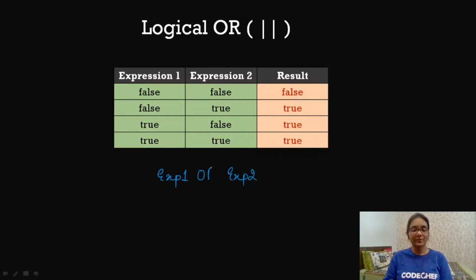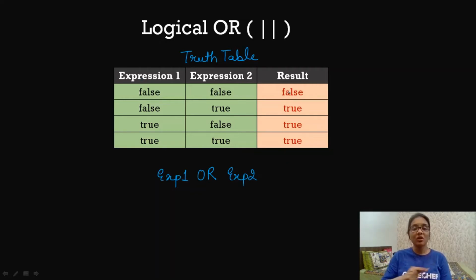we are using the OR operator. So when we are using the OR operator, again, we will use the truth table in order to determine all the possible combinations of true and false values and find out what will be the result. So if both expression 1 and expression 2 have the false value, then the result will be false. And only in this case, the result is false.